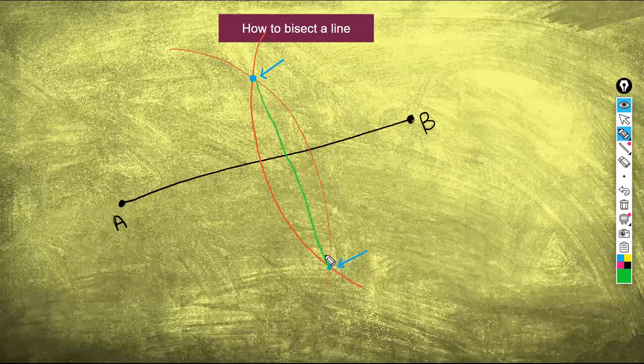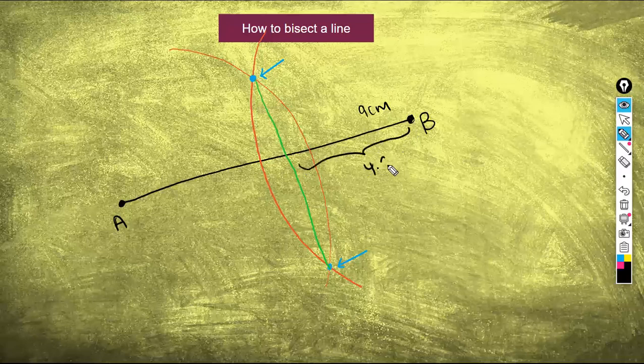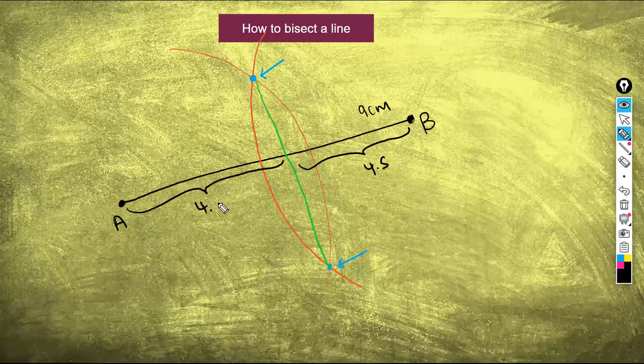You see this green line here? That will cut the black line, the original line, in exactly two equal pieces. So if the length of this black line was 9 centimeters, this portion would be exactly 4.5, and this portion would be exactly 4.5 centimeters.